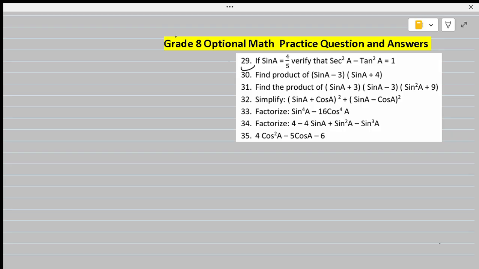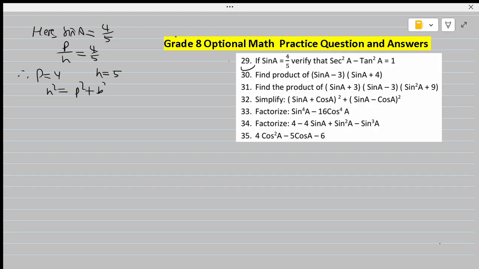If sin A is 4 by 5, verify that sec square A minus tan square A equals 1. So here we are given sin A, whose value is 4 by 5, and sine is P by H, we have known, so it's 4 by 5. Therefore we say perpendicular is 4, hypotenuse is 5, and our base is not given there, is it? So let's identify base by using Pythagoras.